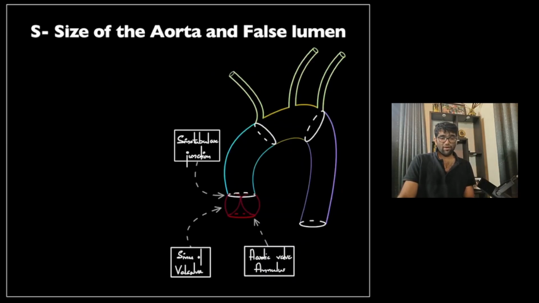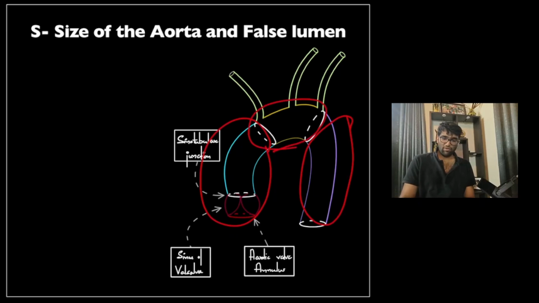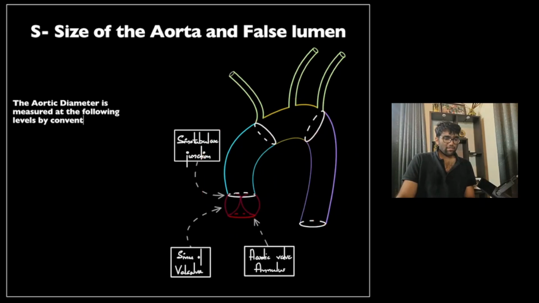S stands for size of aorta and false lumen. So these are the parts of the aorta. We've got the ascending aorta here, we've got the descending thoracic aorta, and we've got the transverse aorta that I've identified in yellow. Aortic diameter is measured at the following levels by convention.